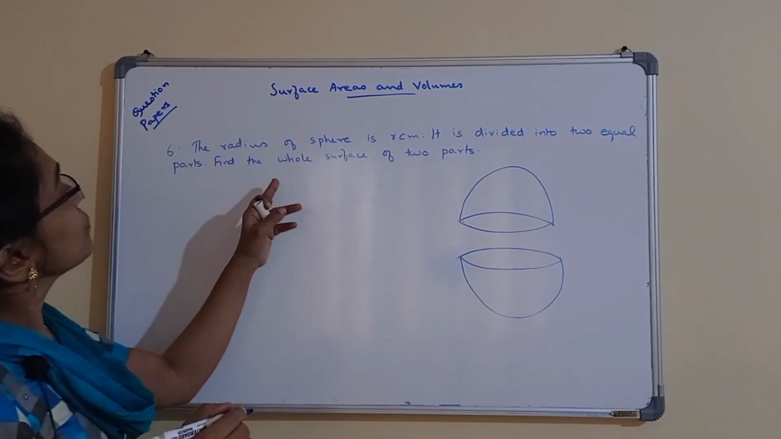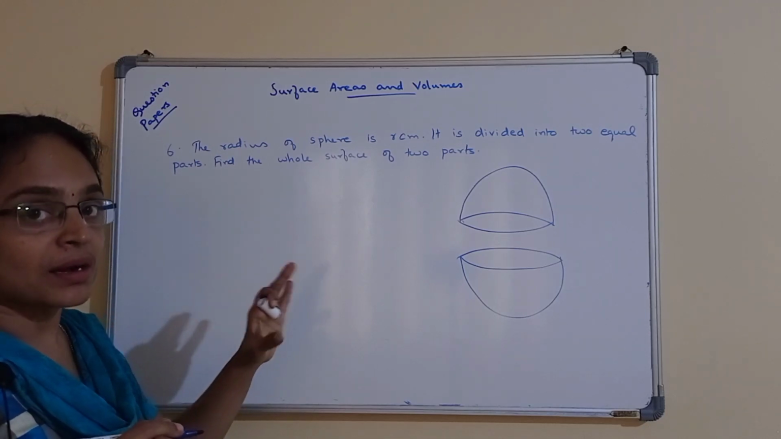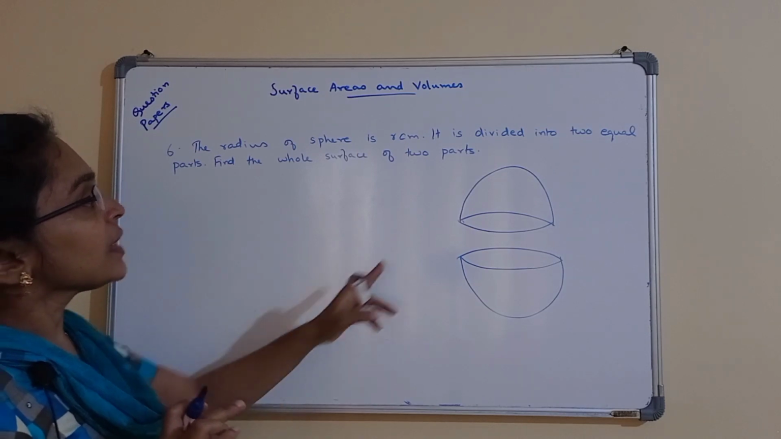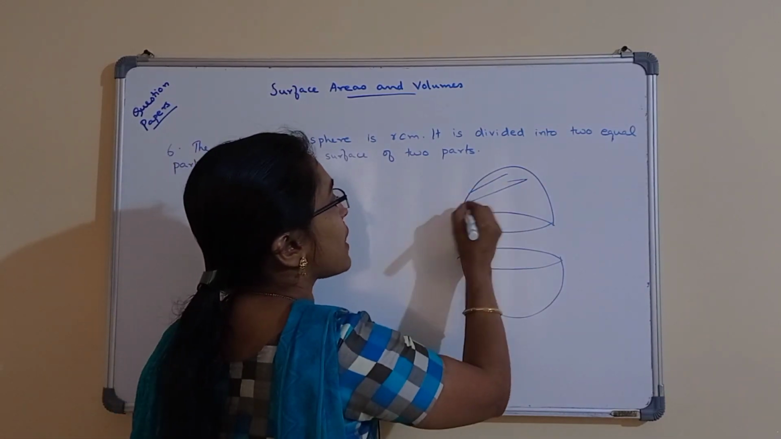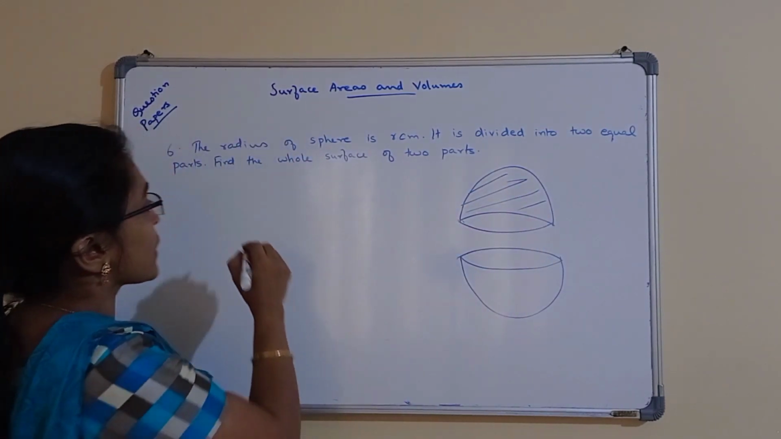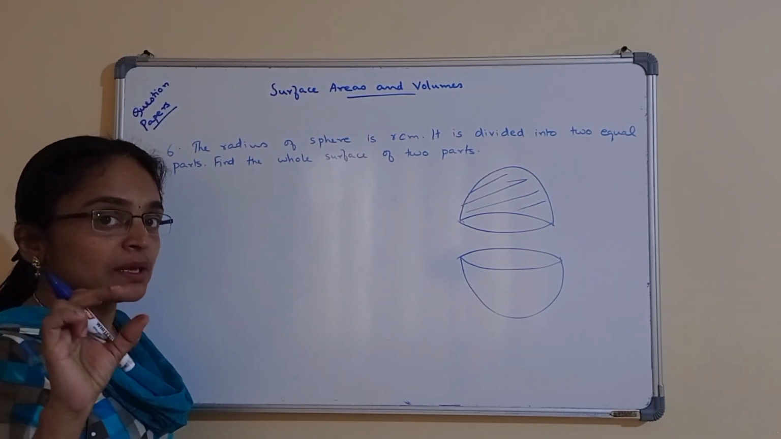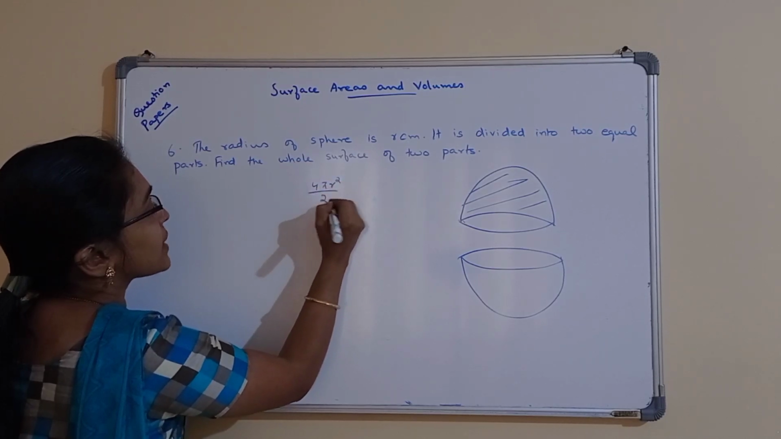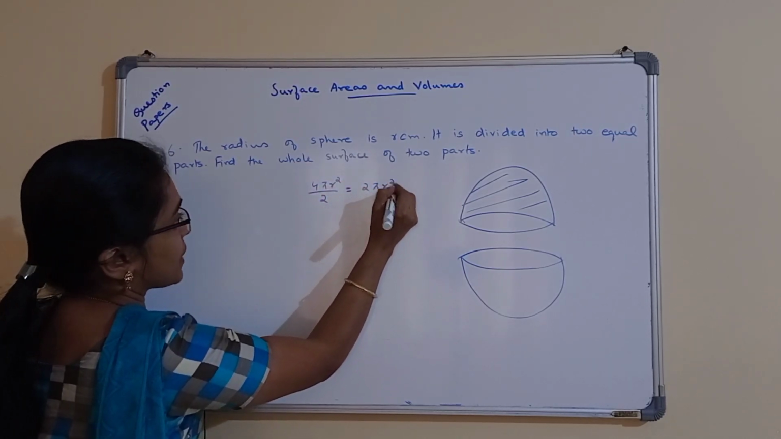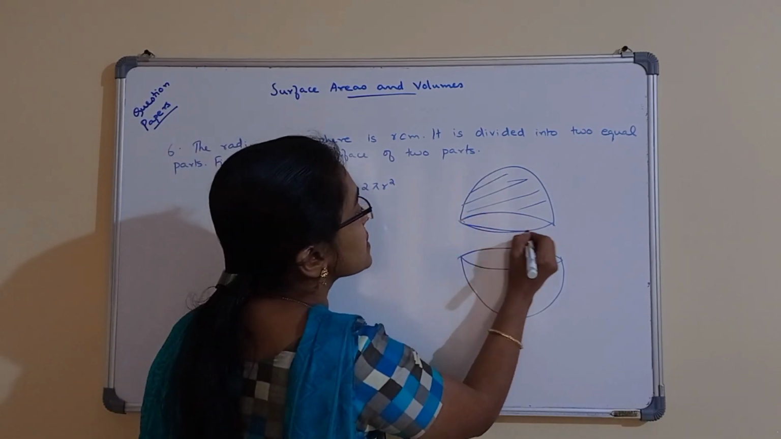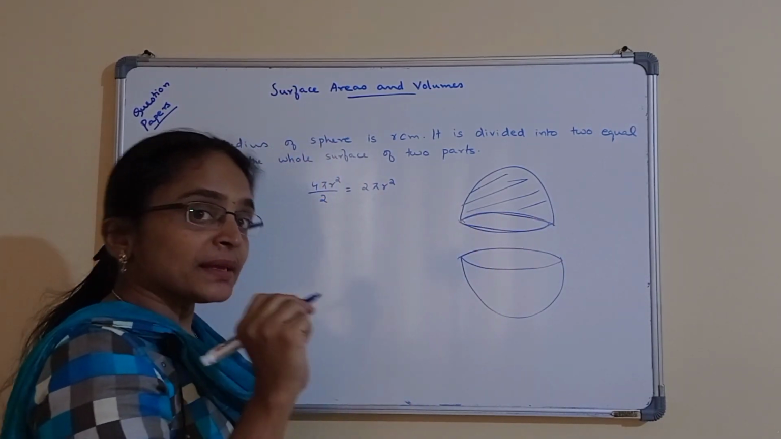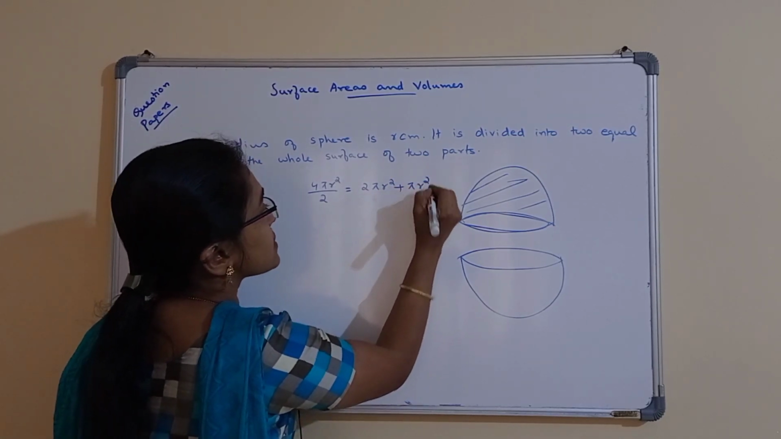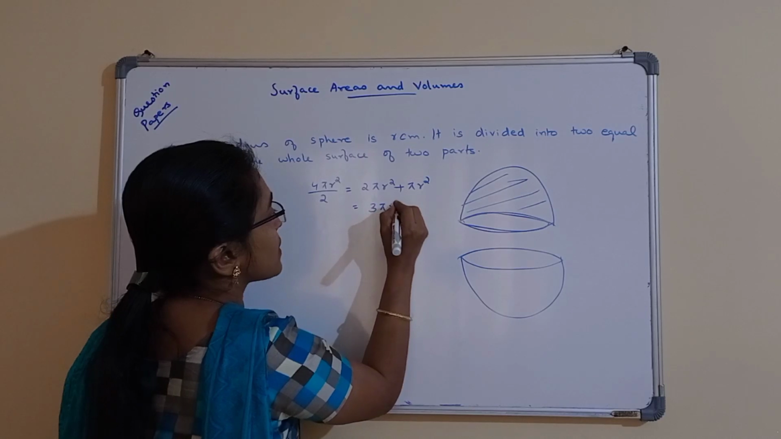And we have to find the whole surface of two parts. That is, add the surface area of the two parts. And here area of this part is 4 pi r square by 2, that is area of the sphere by 2, which is 4 pi r square by 2. And that is equal to 2 pi r square. And area of this part is pi r square, that is area of a circle. So 2 pi r square plus pi r square, which is equal to 3 pi r square.